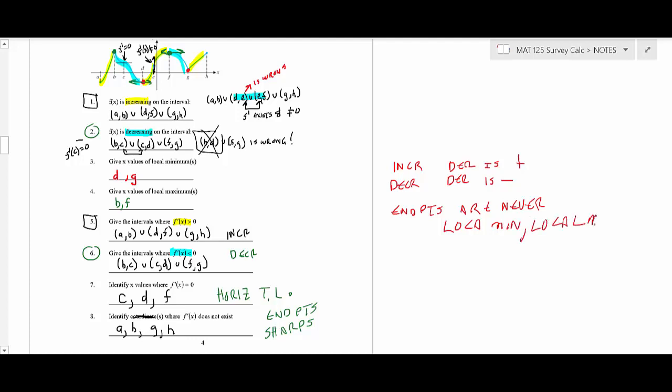Okay, so that's it. That's the first thing that you want to try to get established in this section, is how to take a graph and find all of these important properties of that graph that connect to the calculus and the first derivative.